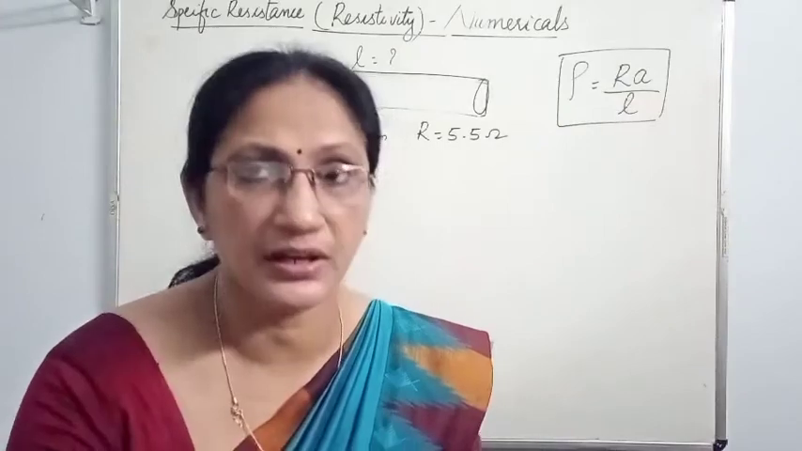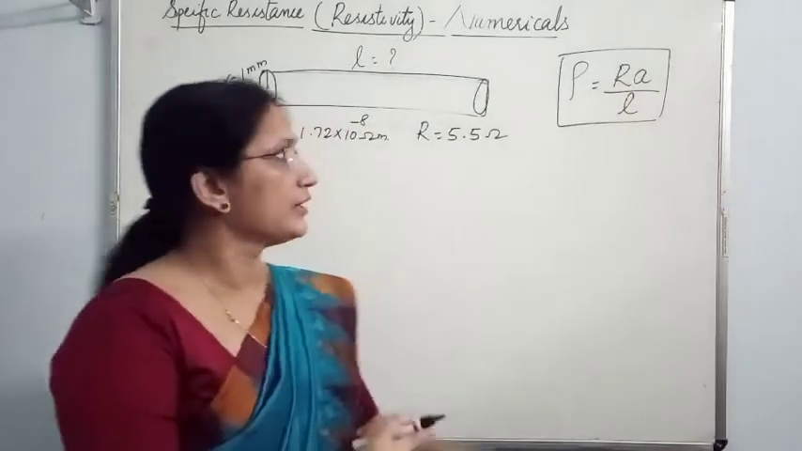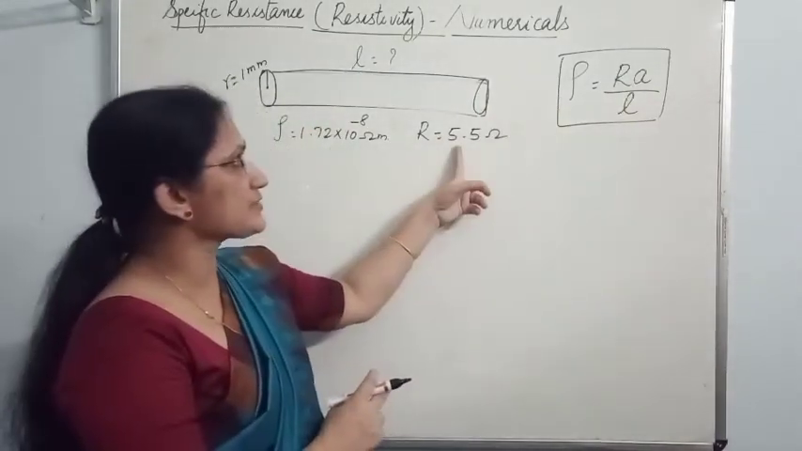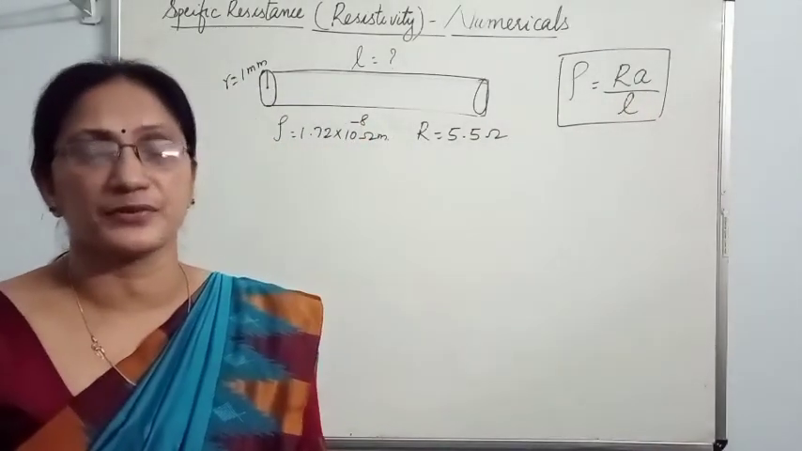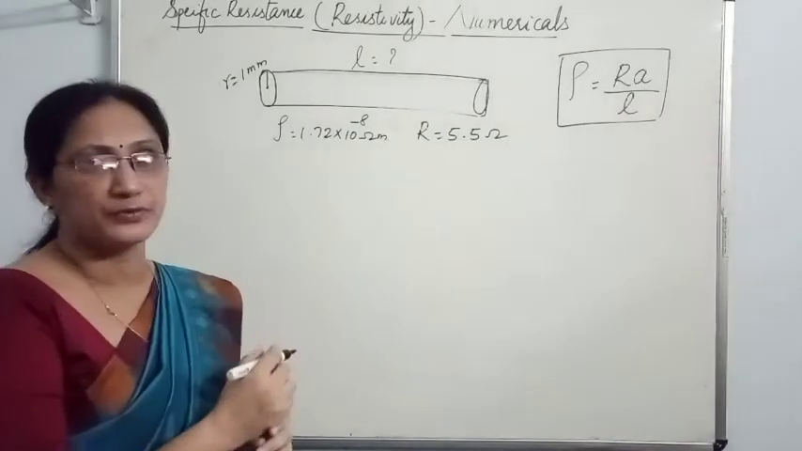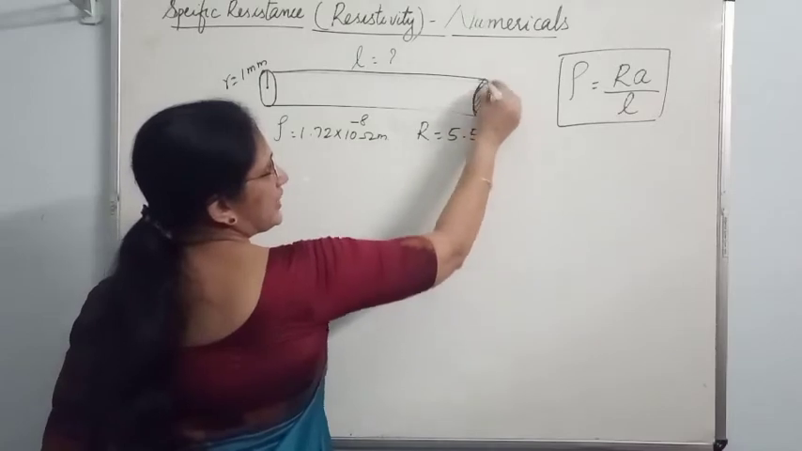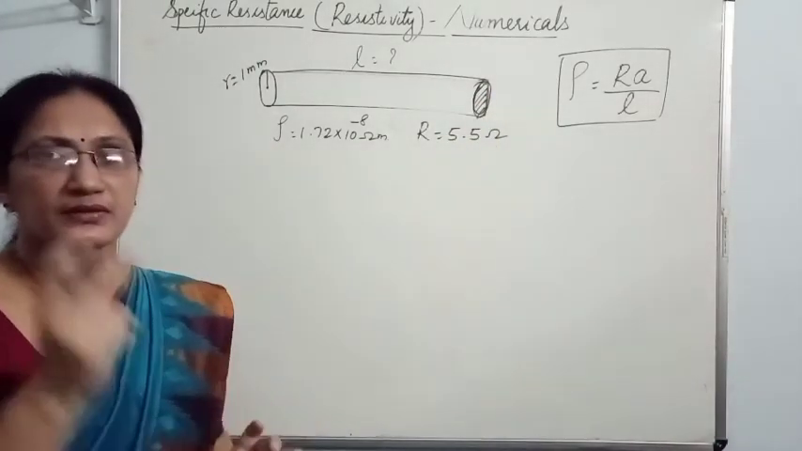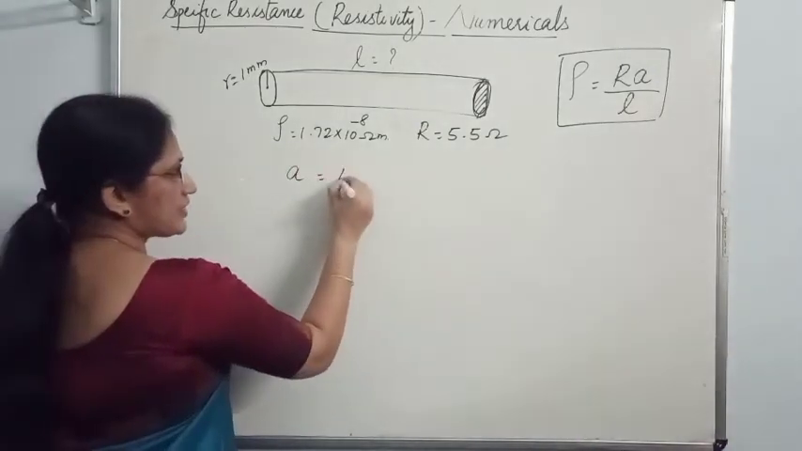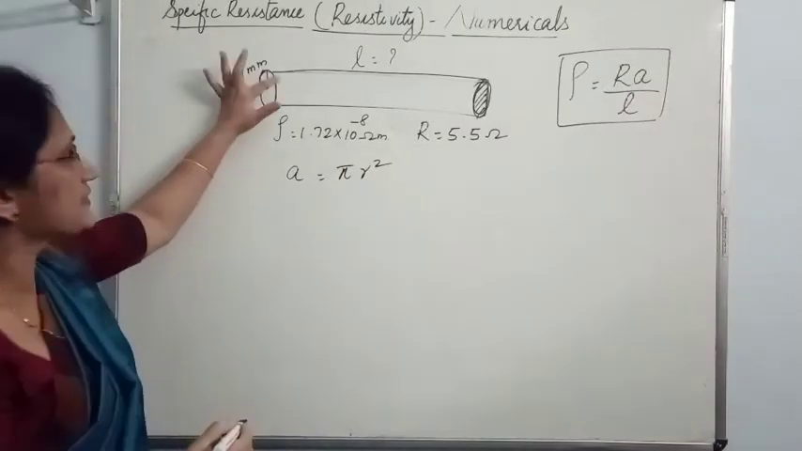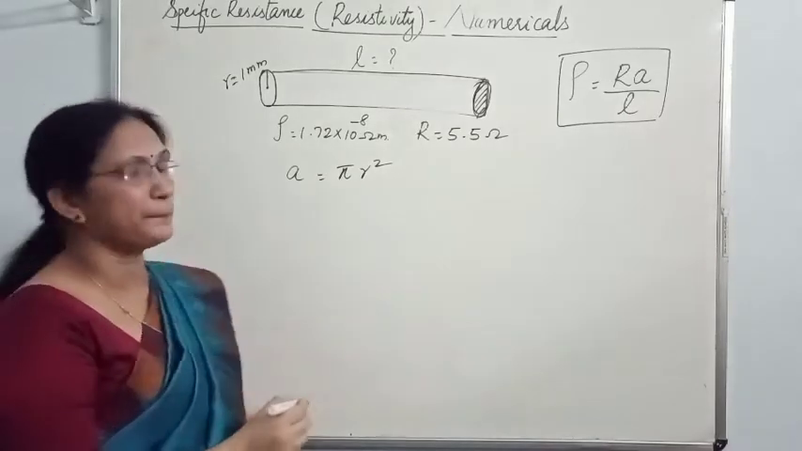How will you find out length of this wire? Use the formula rho is equal to RA by L. Rho is given here, R is given, L you have to find out. A means area of cross section. How will you find out area of cross section? This circular area we call as area of cross section of the wire. It is in circular shape. So formula to find out area of cross section is A is equal to pi r square. Since it is in circular shape, area of cross section can be found out by the formula pi r square.